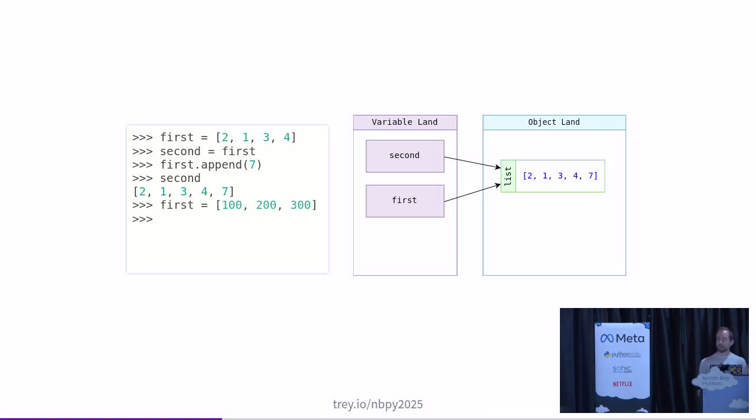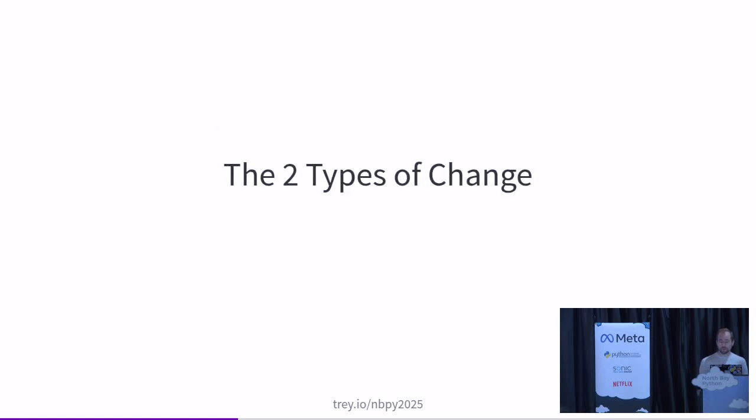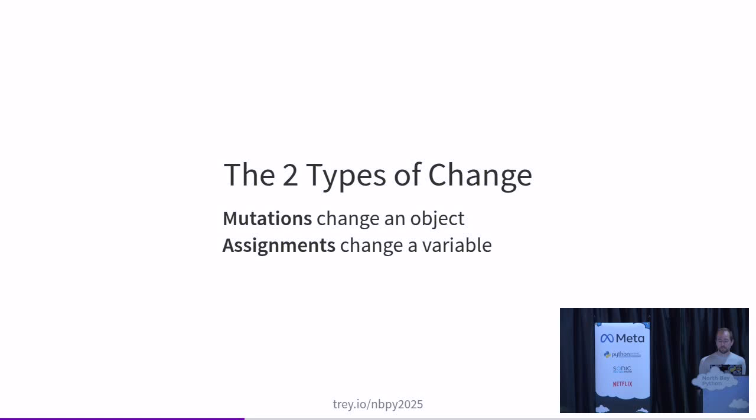But if we reassign first, that changes which object the variable first points to. But that doesn't change the second variable at all. Second still points to the same object as before. So variables in Python do not contain objects. They point to them. Because of this indirection between variables and objects, there are two distinct types of change. This is why the word change can be ambiguous. Mutations change objects, and assignments change which object a variable points to.